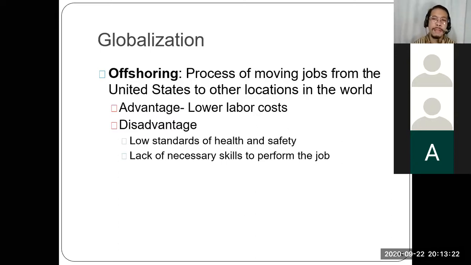The same with products. For example, if you're familiar, most of the Apple products are manufactured outside the US, in China, because China has the lowest cost of manpower, like for assembling. But all of the things have been developed in the US. That's how offshoring works.